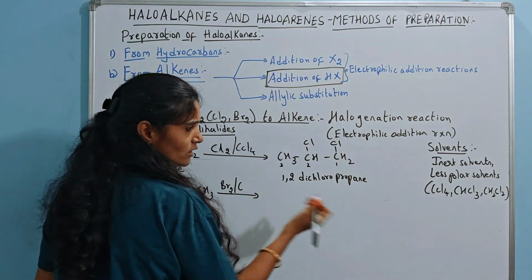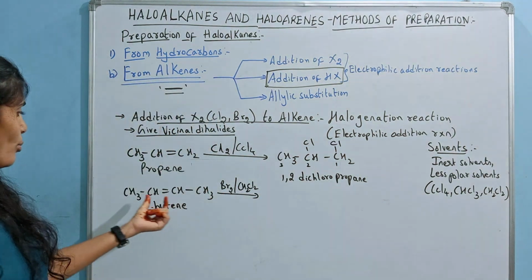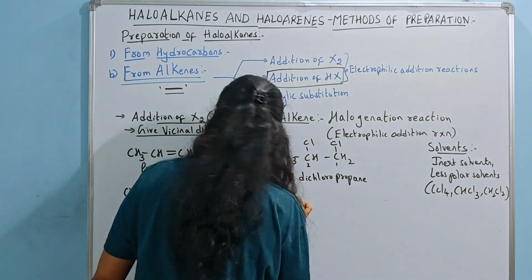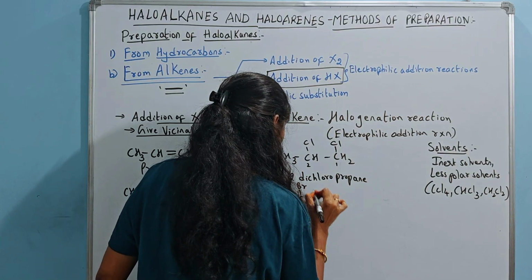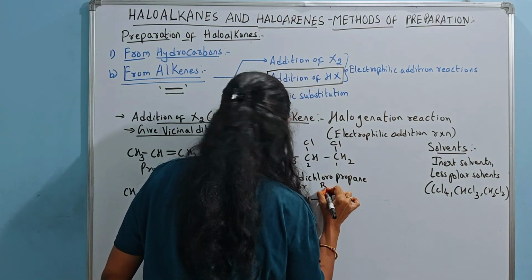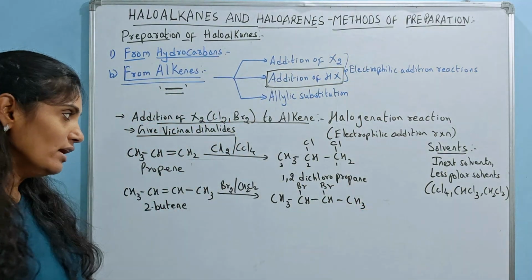Okay, I can take any other solvent now. I'll take dichloromethane, CH2Cl2. Now bromine gets added onto the double bond. So what do I get here? CHBr-CHBr-CH3. Again, I got my vicinal dihalide.